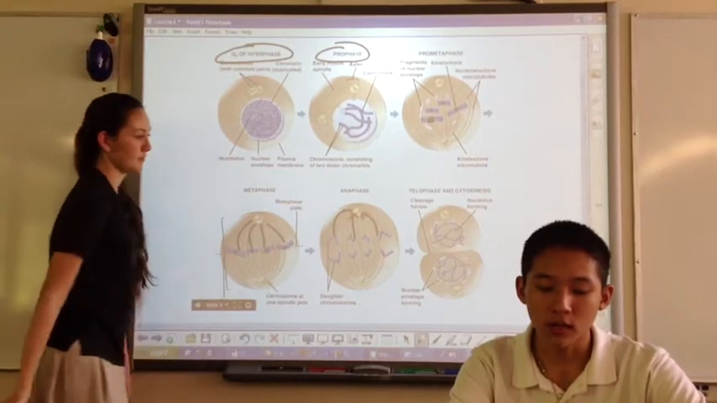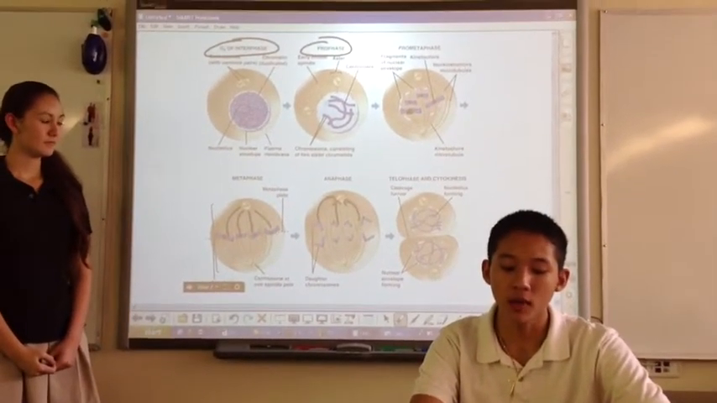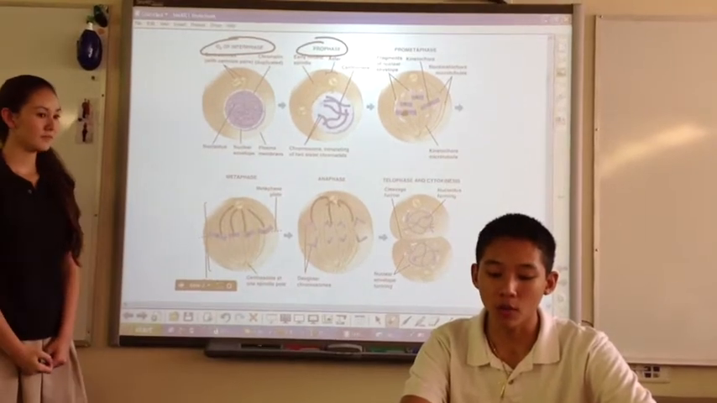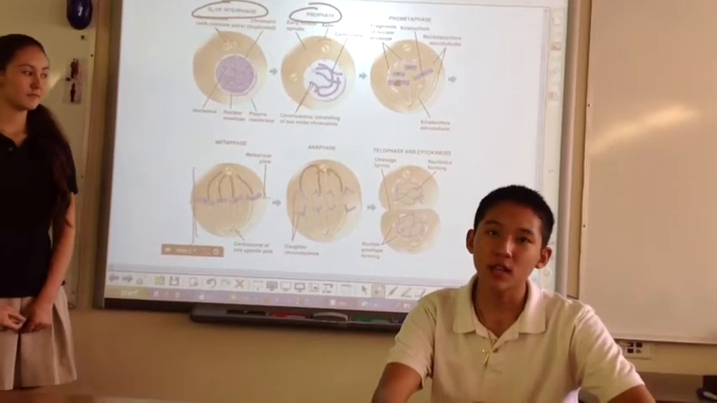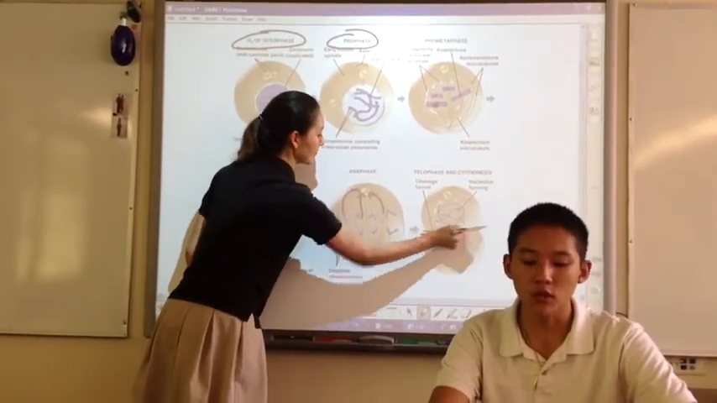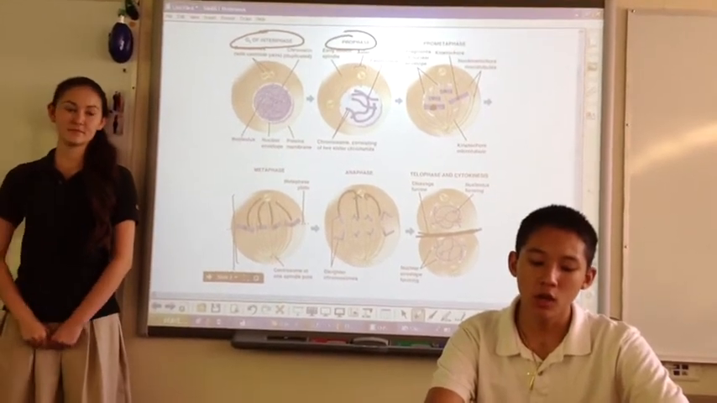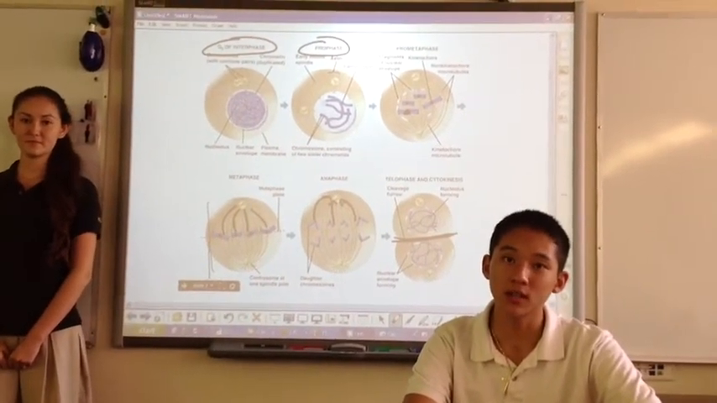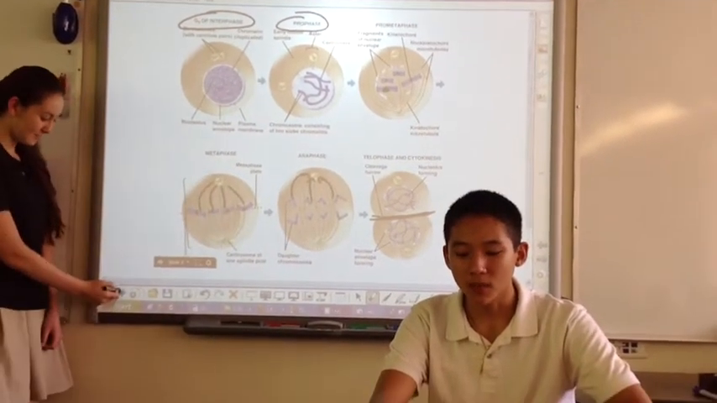Last, we have telophase. Telophase is when the chromatids reach the opposite end of the cell and membranes form around the daughter nuclei. Now the very last step is cytokinesis. Cytokinesis is when a ring of protein composed of actin pinches in at the middle of the cell, creating two new but identical cells.